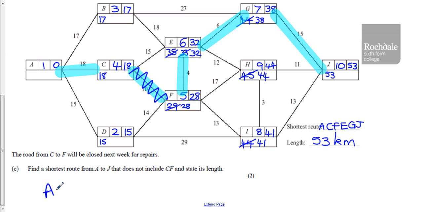So I'm going to try and stay on that shortest route, AC, but then I'm not allowed to travel along CF. And I noticed that if I then travel along CE, so from A to C, and then from C to E, from E to the end, I can stay back on the shortest path. So from E, I then go to G and then J. Let's see how long that is. So AC is 18 plus 15, that's 33. Add 6 is 39. Add 15 is 54.